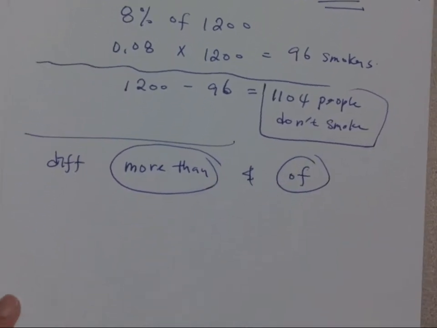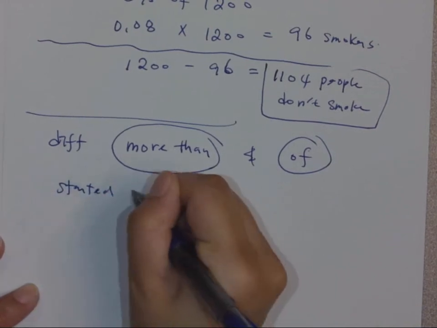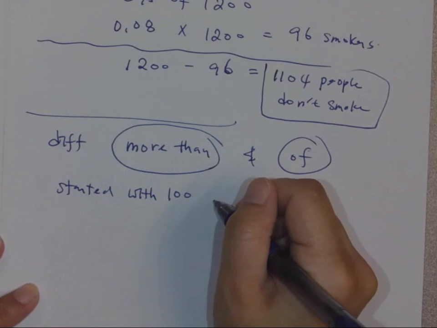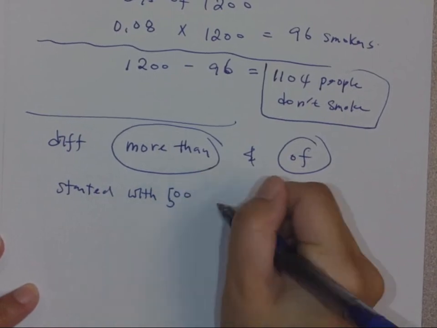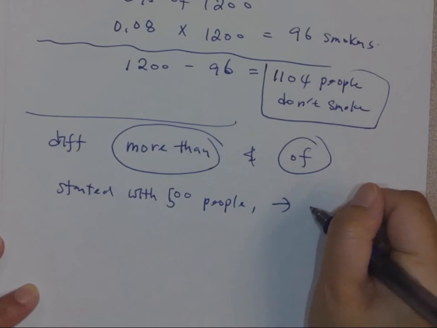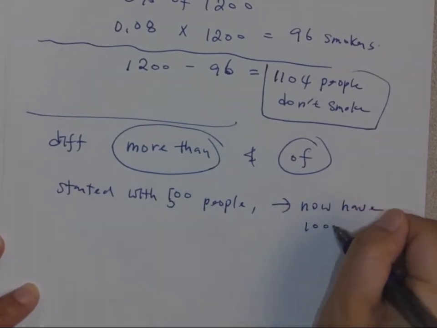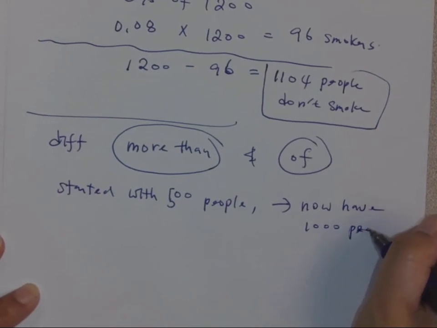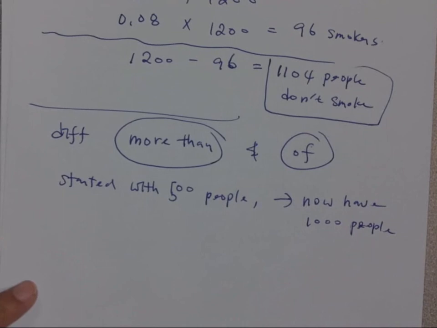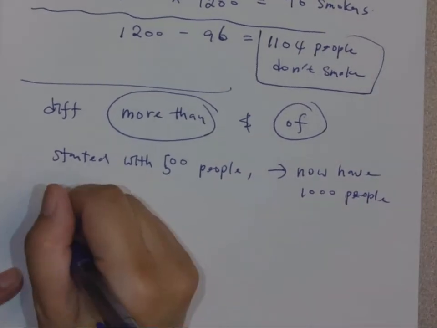Okay, so if I say we started with 500 people, and then now we have 1,000 people. Can you see this is doubling? 500 to 1,000, right? So I want you to complete these two sentences.